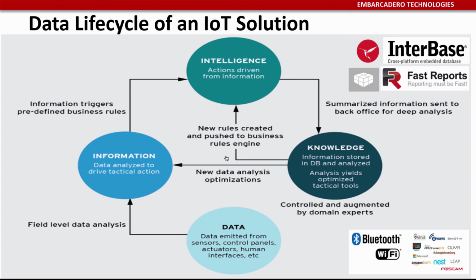This constant feedback loop between our tactical field operation data and strategic information analysis allows decisions to be made as close as possible to the edge of the network. This results in reduced data transmission costs and quicker decision-making in enterprise Internet of Things implementations. The Internet of Things can transform your data and your business.